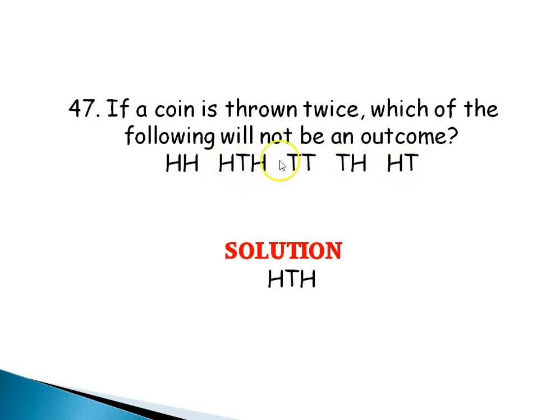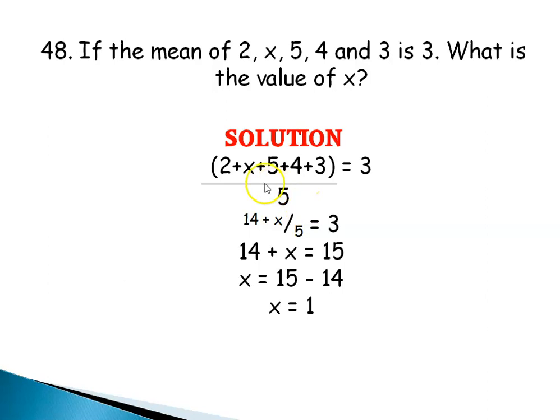This is the one that cannot be an outcome. As you can see, this is 3, and they're talking about a coin being thrown twice. So all your outcomes should be twice, not 3 times. So this is the one that is not an outcome. Is that taken? Good. Question 48.